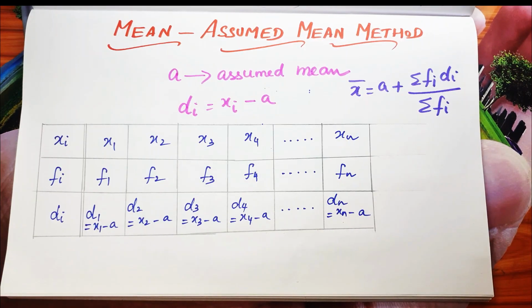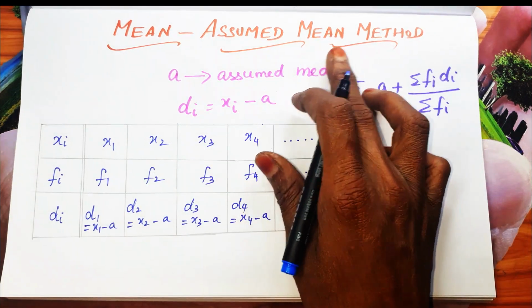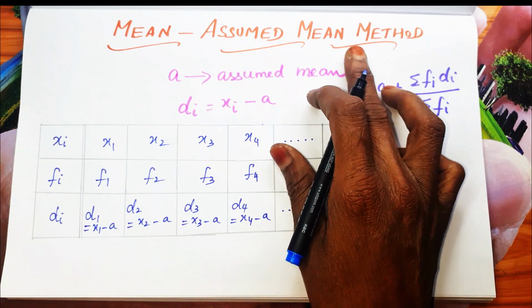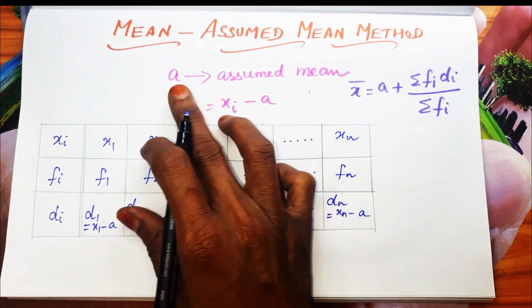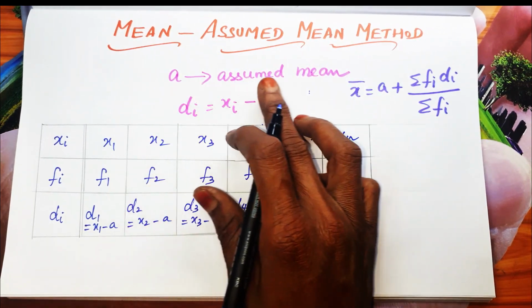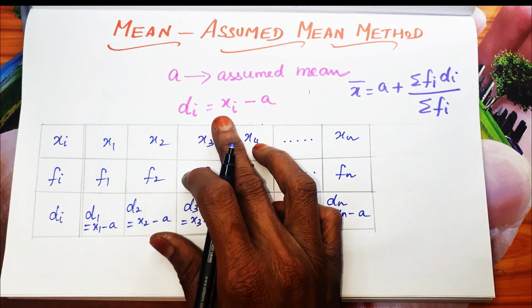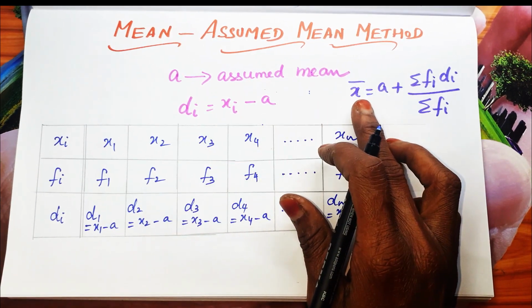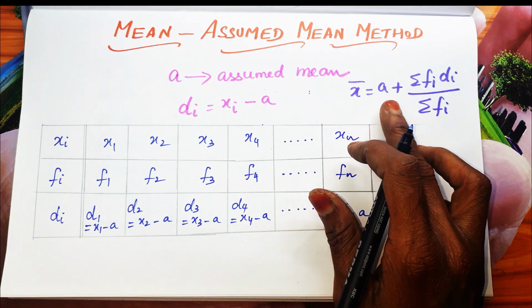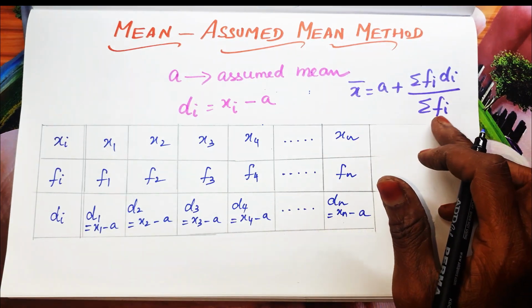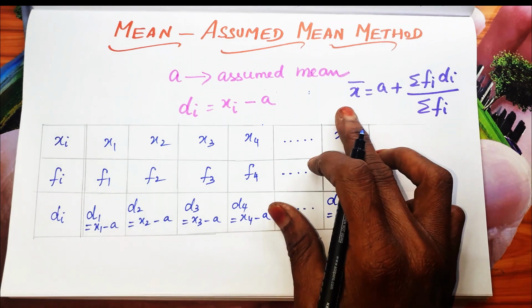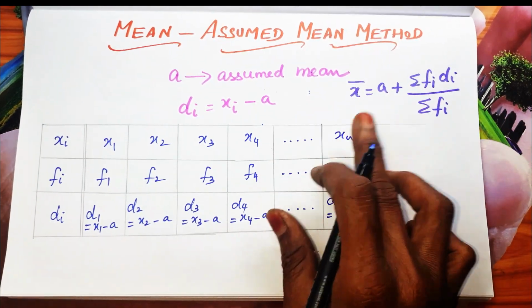This is the second method what we have. Finding mean using assumed mean method. So for that, first we have to assume a mean. Let it be small a. So a is the assumed mean, and di is equal to xi minus a. Here the formula is changed to x bar is equal to a plus summation fi di by summation fi. So this is the formula for our mean.